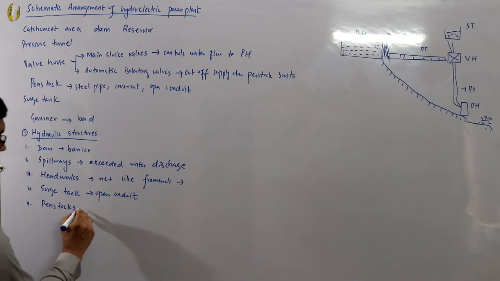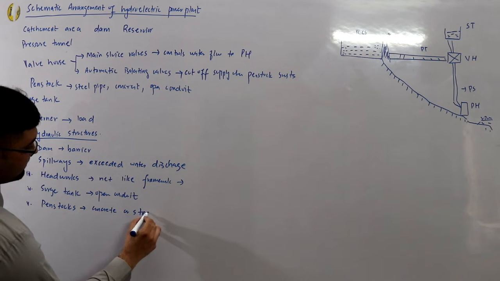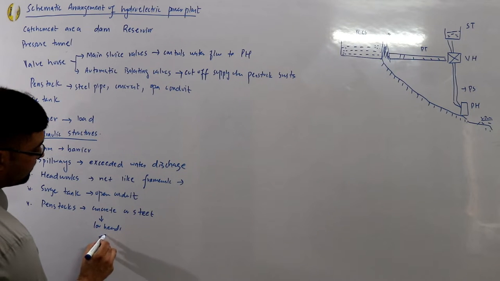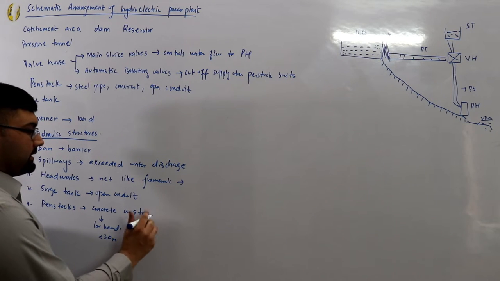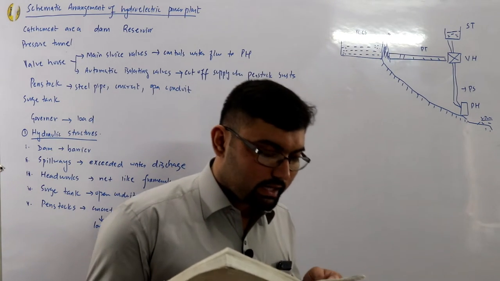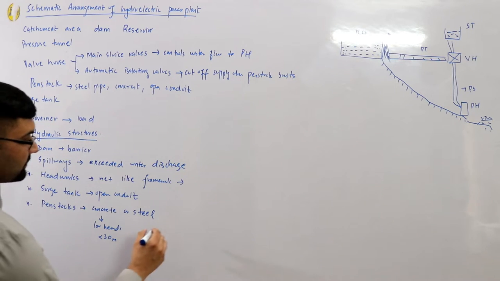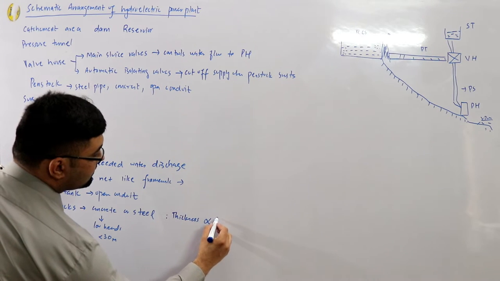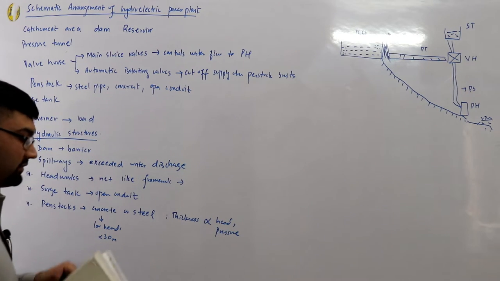They are either made of concrete or steel. Concrete is basically for low heads, and by low I mean less than 30 meters, and steel can be made for any height. The thickness of the penstock increases with the head or the working pressure. So the thickness of the penstock is directly proportional to the head and the working pressure.